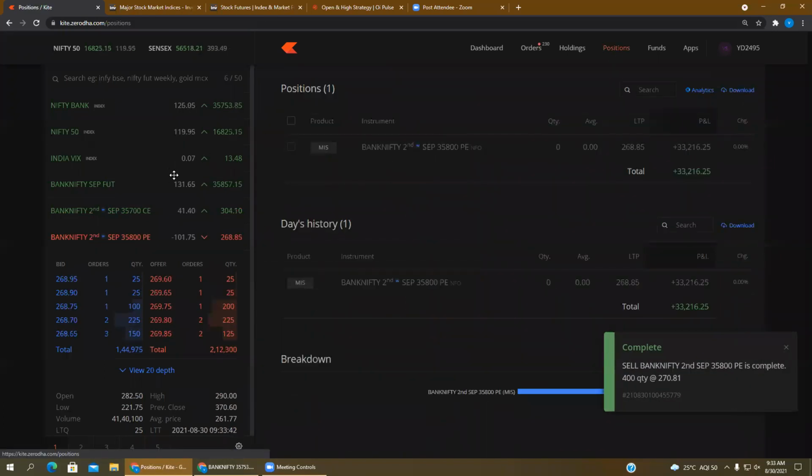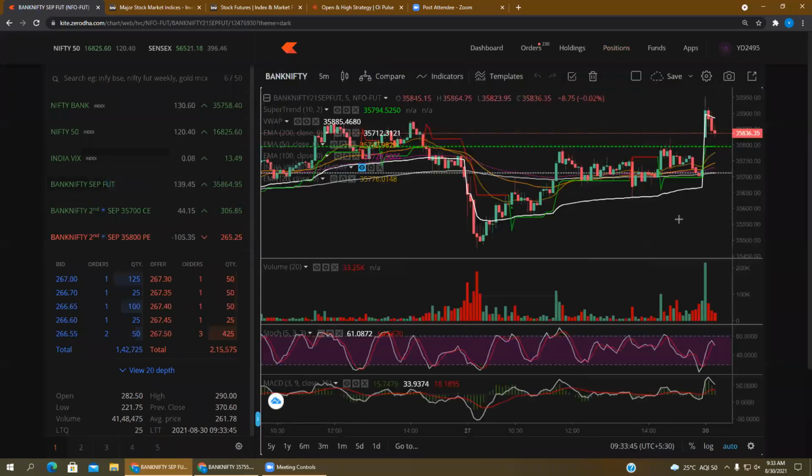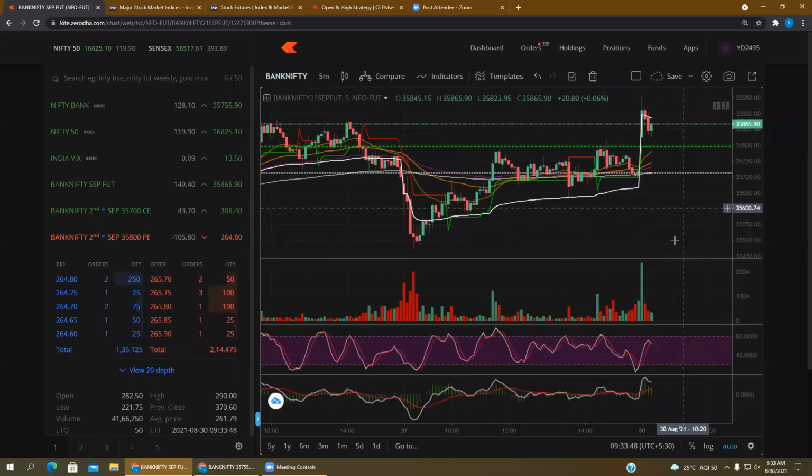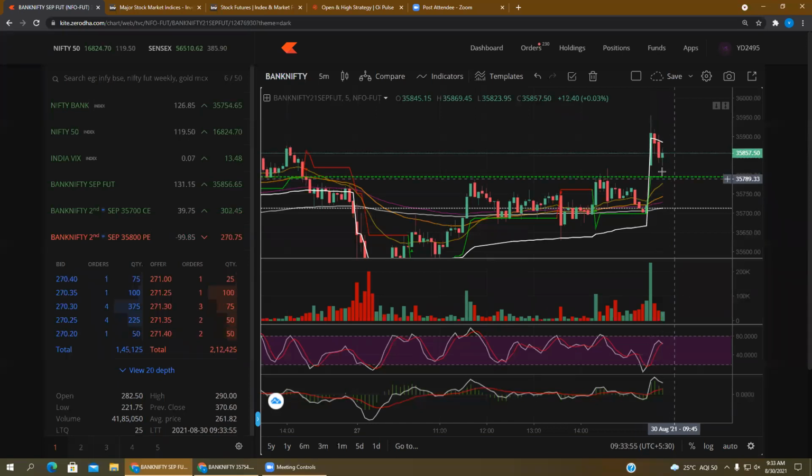Still made 33. At one point of time, it was showing 70,000, but that is okay. See, what I was looking for ideally, that this candle should touch here. That is the only thing that I was looking for. If this candle would have touched here, I would have got my targets, would have been more than 1 lakh.